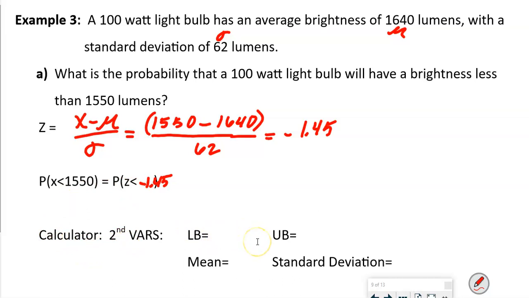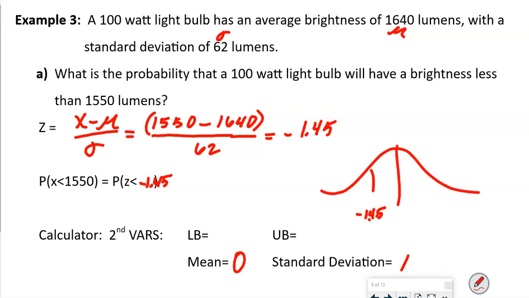Now, here's the key. When we're doing this with the z-score, our mean is always going to be 0, and our standard deviation is always going to be 1. So what we need to figure out now is, if we look at our curve, and we're at negative 1.45, so that's over here. And it says less than, see less than right there? So we're going this direction.